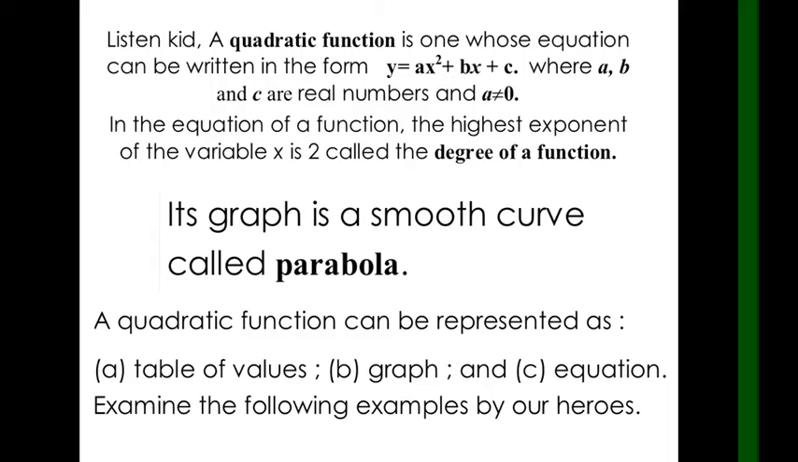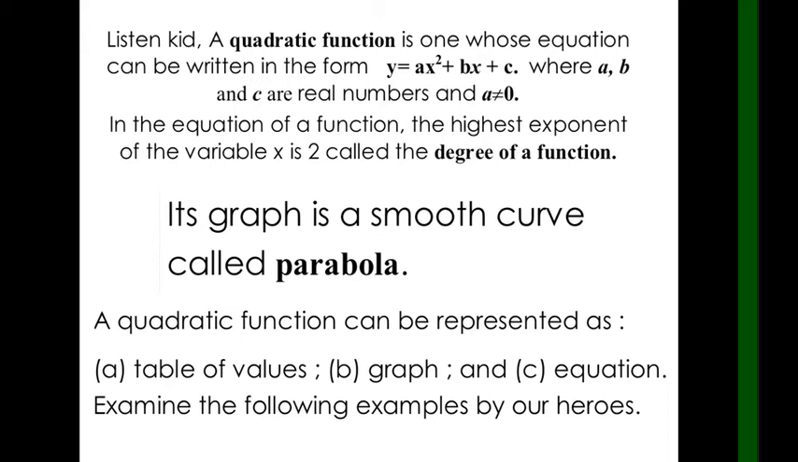A quadratic function is one whose equation can be written in the form of y equals ax squared plus bx plus c, where a, b, and c are real numbers and a is not equal to 0. In the equation of a function, the highest exponent of the variable x is 2, called the degree of the function. Its graph is a smooth curve called a parabola.